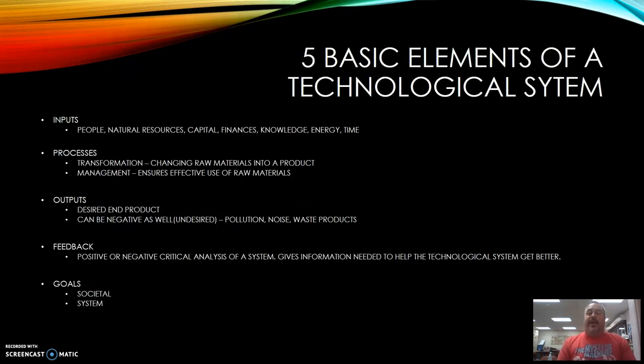There are five basic elements of a technological system. The first one is inputs. These are people, natural resources, capital, finances, knowledge, energy, and time.